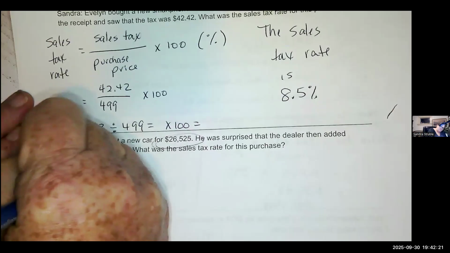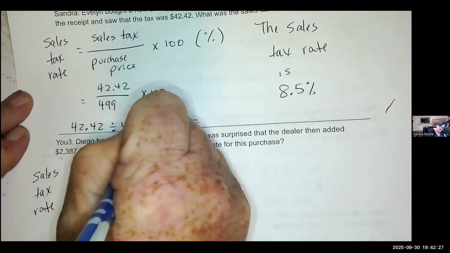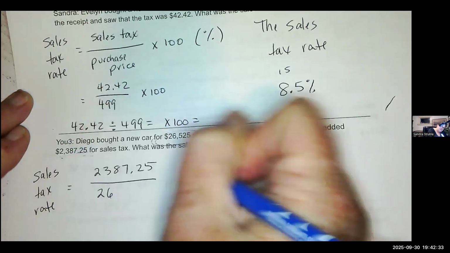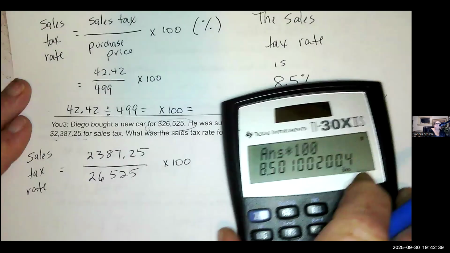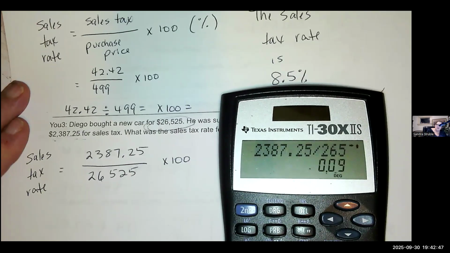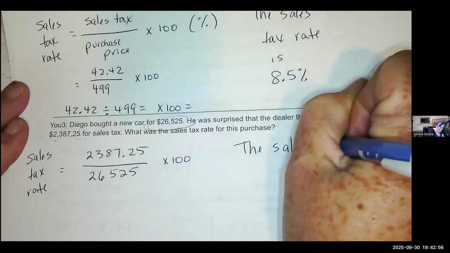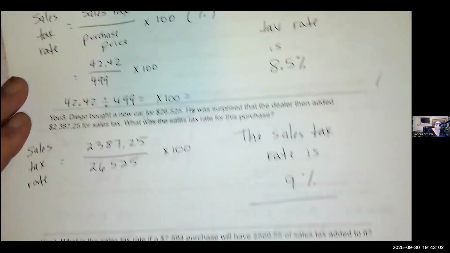All right, sales tax rate is equal to the 2387.25, which is the sales tax that he has to pay, divided by the purchase price of $26,525. And then you're going to multiply that by 100 to get a percent. 2387.25 divided by 26525 equals times 100 is 9%. So the sales tax rate is 9%. Don't forget your percent sign.